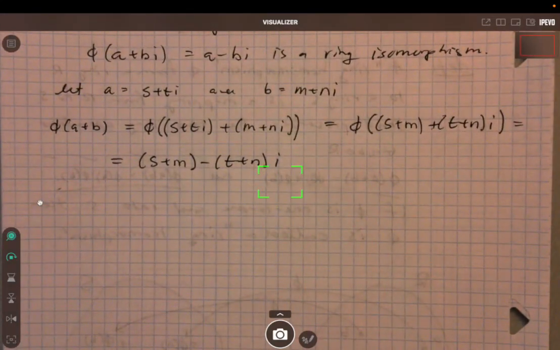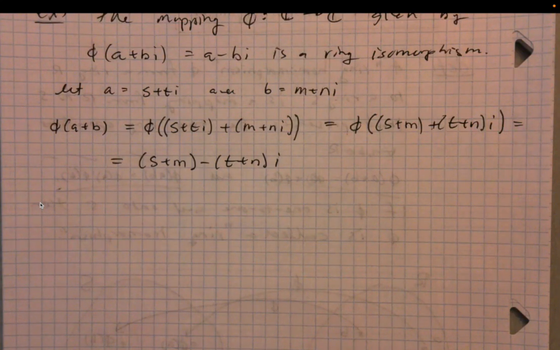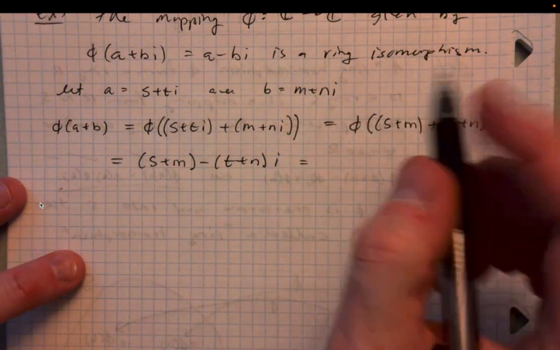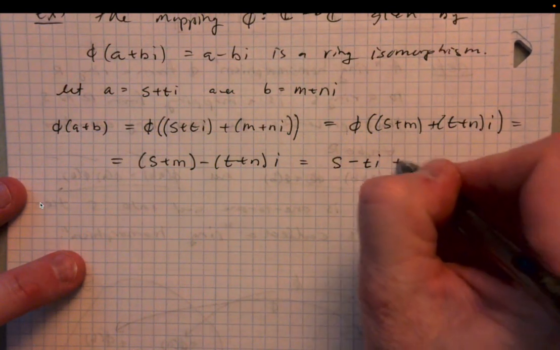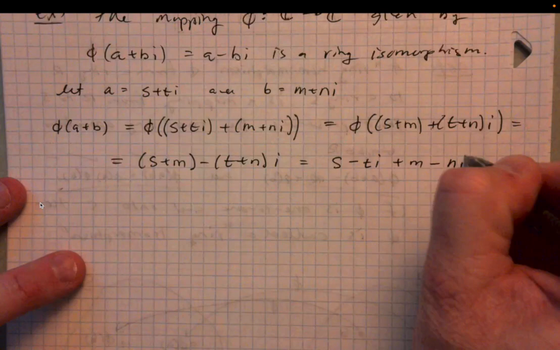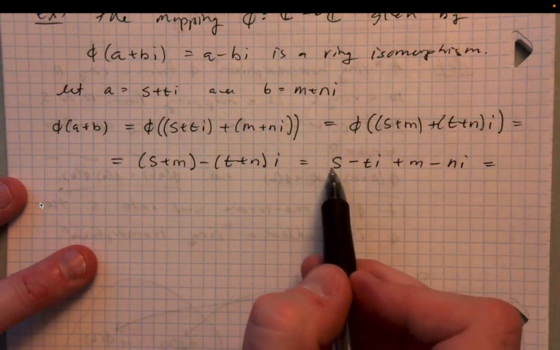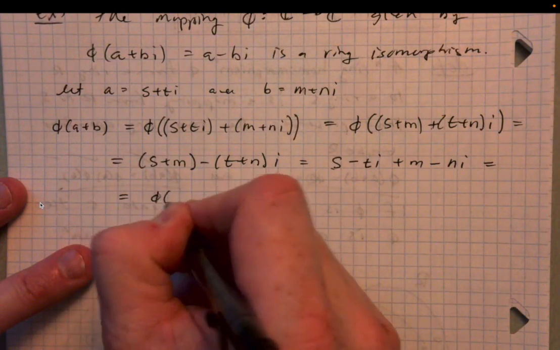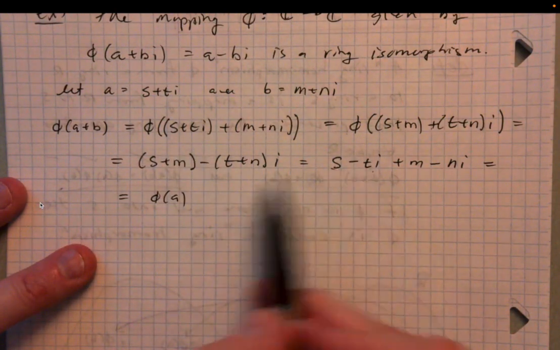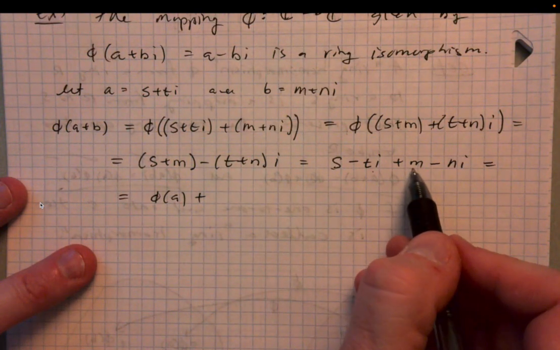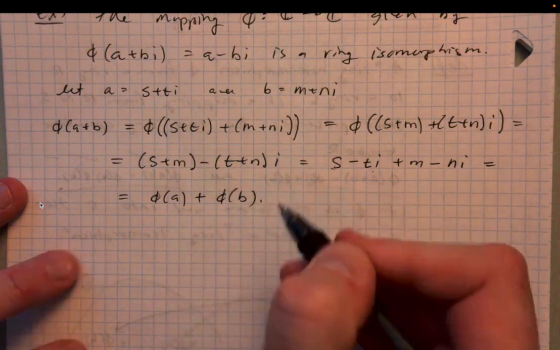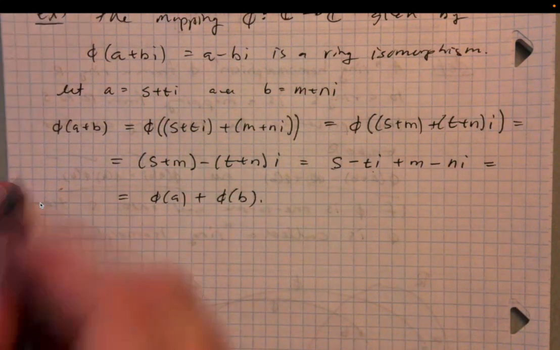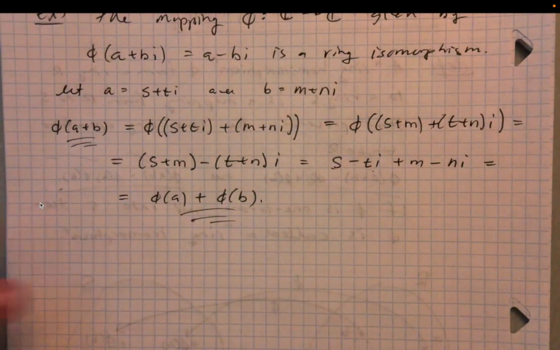And so then let's rearrange this and see if we can recover phi of a plus phi of b. So this is equal to S minus Ti plus M minus Ni, and that is, of course, phi of a, because S plus Ti becomes S minus Ti under phi, right? And this is phi of b, because M plus Ni becomes M minus Ni. Okay, so we get back to what we need, right? So the operation is preserved under addition.